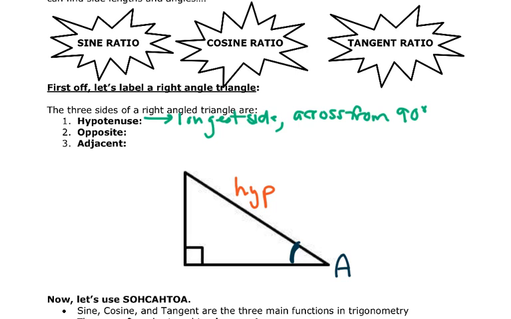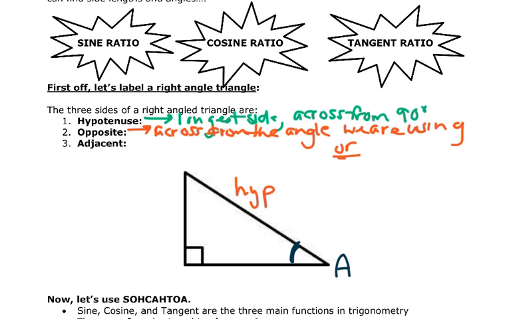Let's do the next one now, opposite. We've got two sides left. If this is the angle in question, which one is the opposite? If you said side number 1, you are totally correct. How we can tell whether something is the opposite side is that it is across from the angle we are using, or the angle that we're looking for.